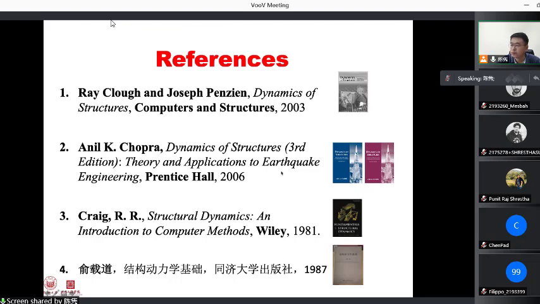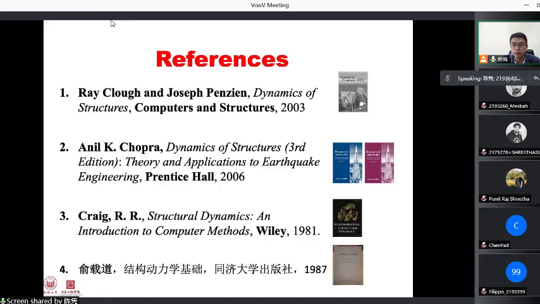Here is another very famous textbook, The Dynamics of Structures, written by Professor Chopra. These two are very, very famous in this field. And there's this one, Structural Dynamics: Introduction to Computer Methods. This one focuses on dynamics of mechanical systems. If the above two focus on normal structures like buildings, high-rise buildings, bridges, this one focuses on wind turbines, mechanical systems, automobiles, something like that.